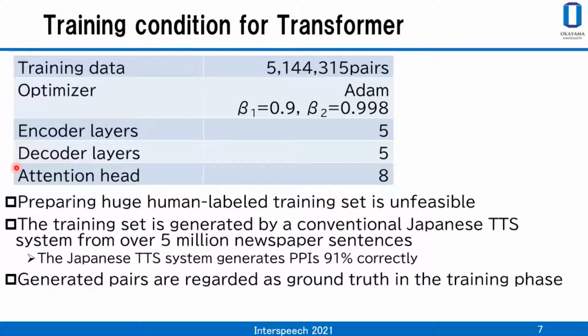Here is the training condition for the transformer. Preparing a huge human-labeled training set is unfeasible. Therefore, the training set is generated by a conventional Japanese TTS system from over 5 million newspaper sentences. Although the Japanese TTS system generates PPIs 91% correctly, the generated pairs are regarded as ground truths in the training phase.